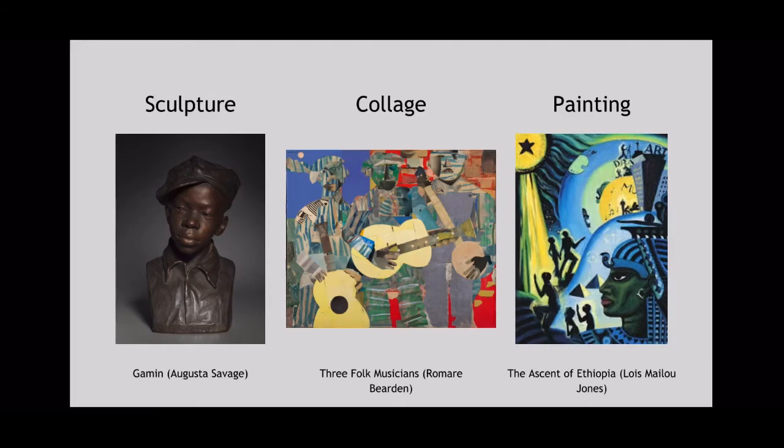Then the collage is called Three Folk Musicians. So, again, there's a theme of music. It's by Romare Bearden and it's made in 1967, which shows that the influence of the Harlem Renaissance art period really lasted for many decades after the Harlem Renaissance actually ended.